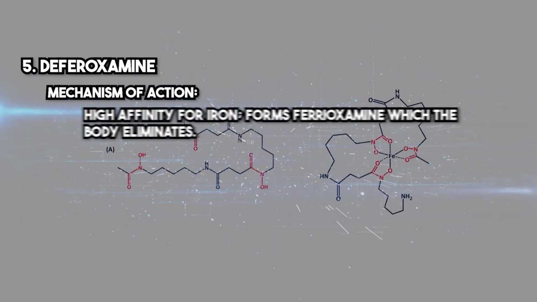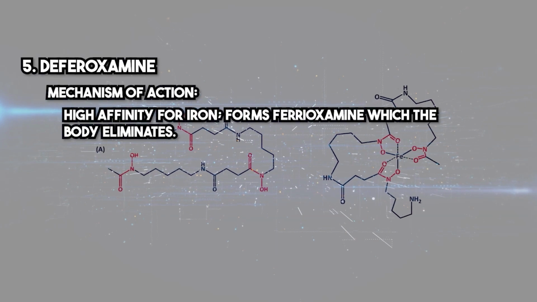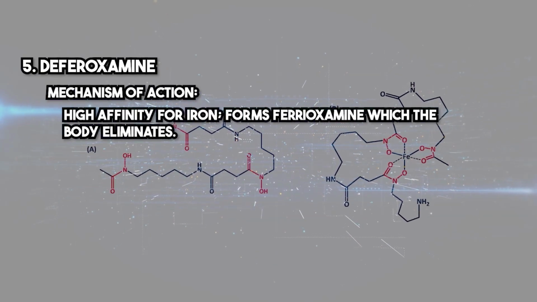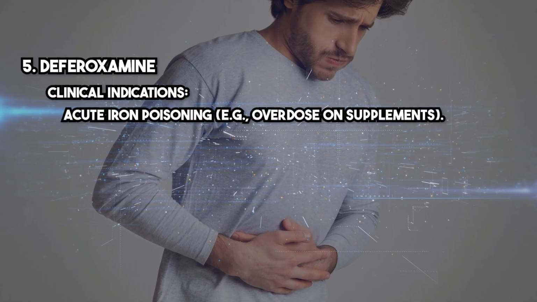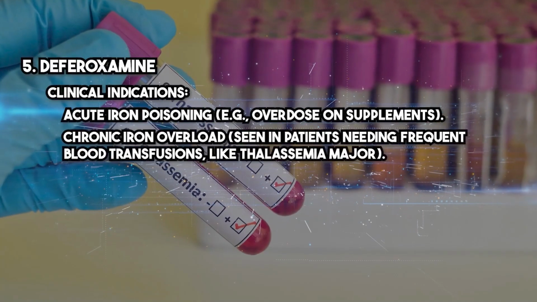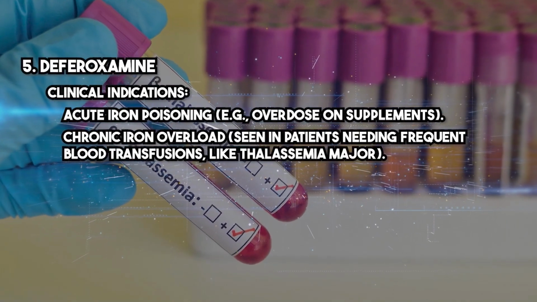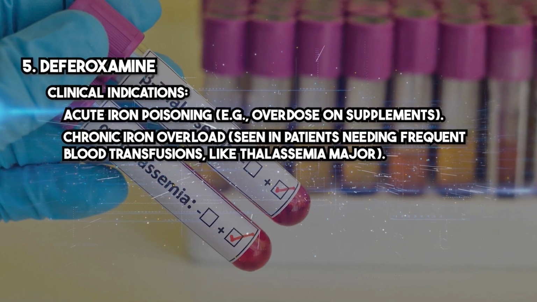5. Deferoxamine. Mechanism of action: high affinity for iron, forms ferrioxamine, which the body eliminates. Clinical indications: acute iron poisoning, for example, overdose on supplements. Chronic iron overload, seen in patients needing frequent blood transfusions like thalassemia major.